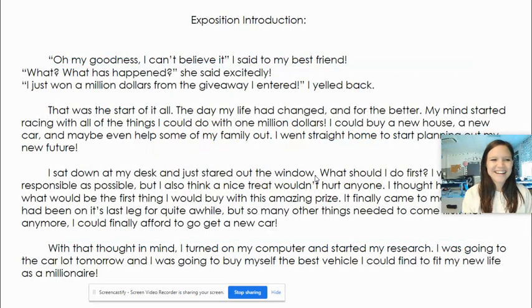All right, so I want you guys to look at our exposition. I want you to think about, are they introducing characters? What is the setting? What's kind of the basic scenario?